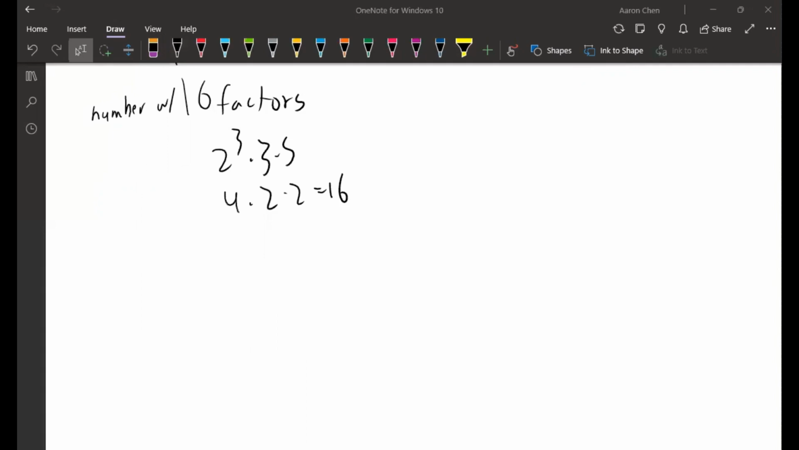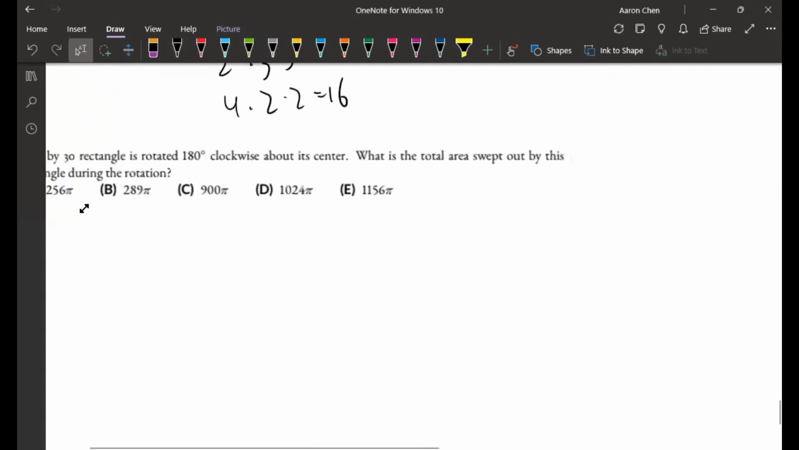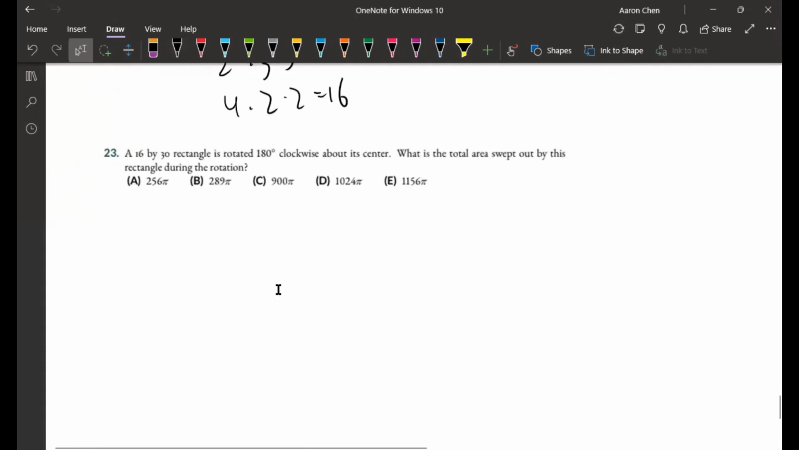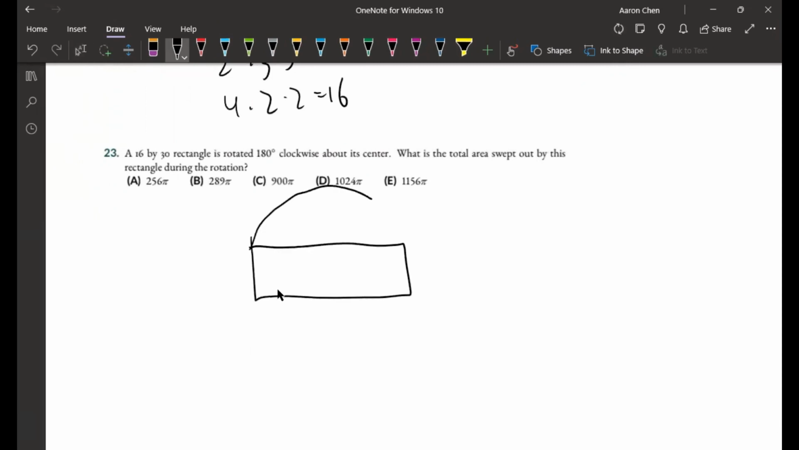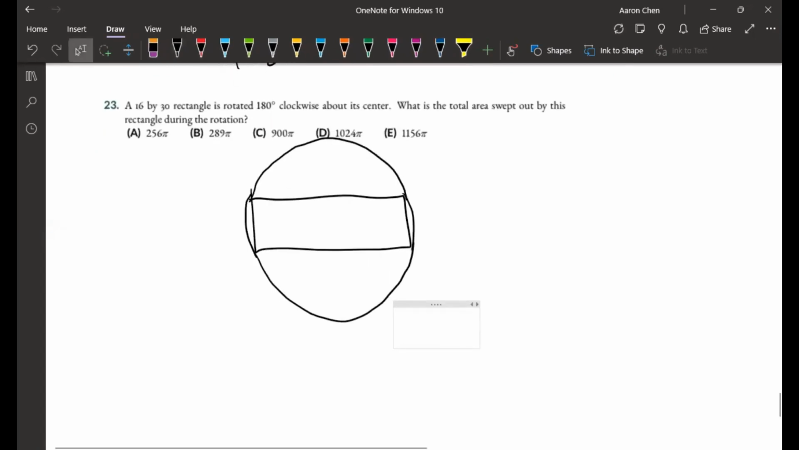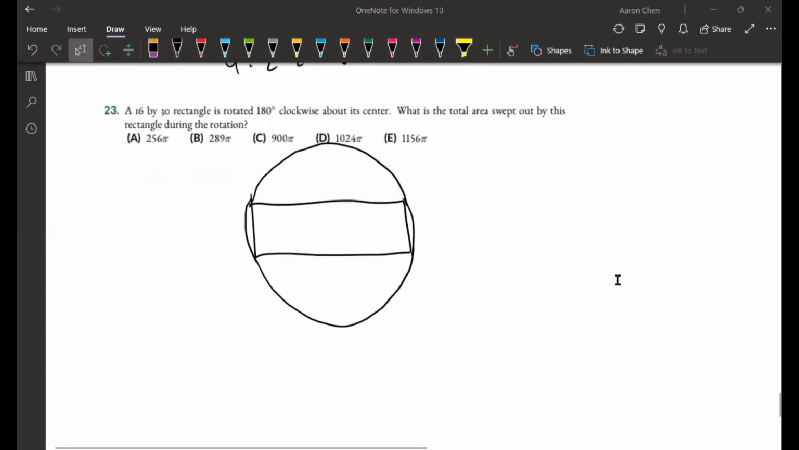23. So we have this rectangle and it's rotated 180 degrees clockwise. So basically it covers something like this, and this part. Basically, it just forms a whole circle. That's basically all this problem is saying.